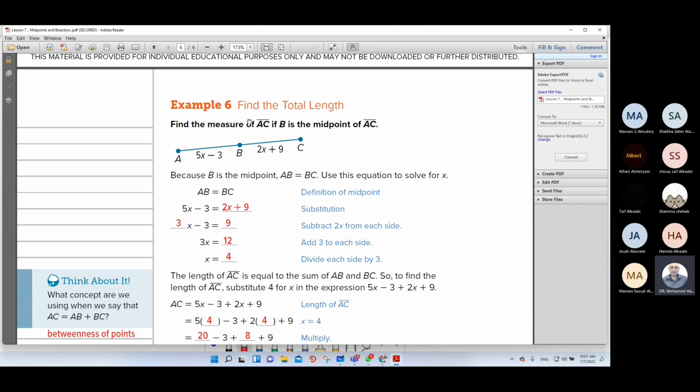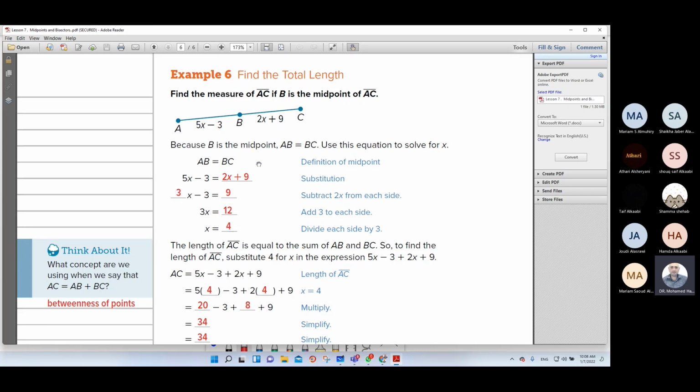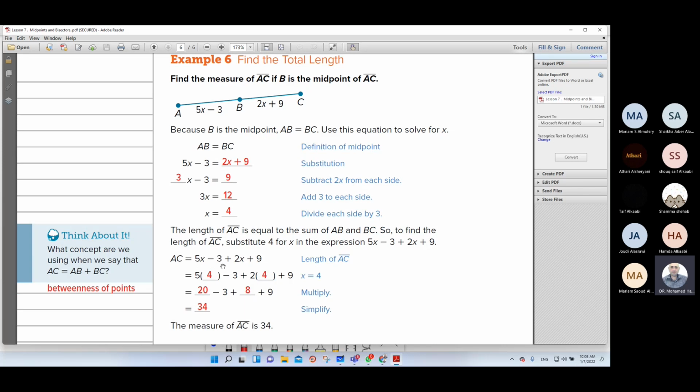Here the same idea, but here we want to find the total length. Find the measure of the segment AC, the whole segment. We know now B is the midpoint of the segment AC. So the same idea, you have AB equal BC to write the equation, AB equal BC, then 5x minus 3 equal 2x plus 9. You can solve this equation. You will find the value of x will be what? Will be 4. And you want to find the whole measurement. So AC equal AB plus BC, means 5x minus 3, this part, plus this part, 2x plus 9.